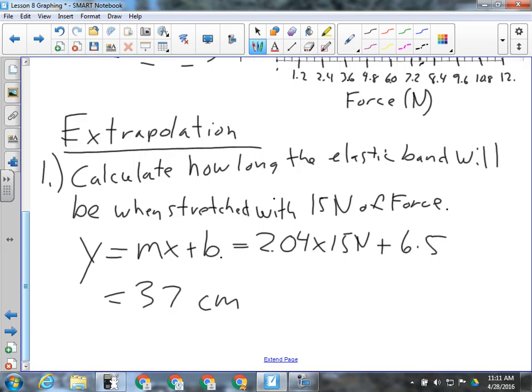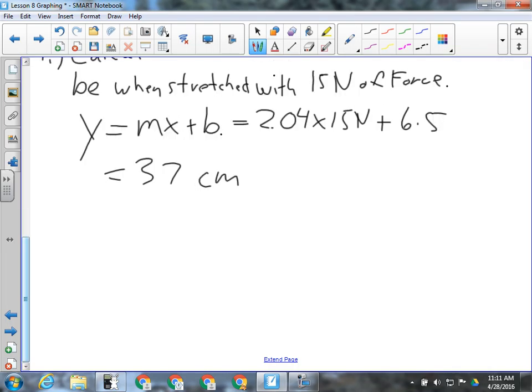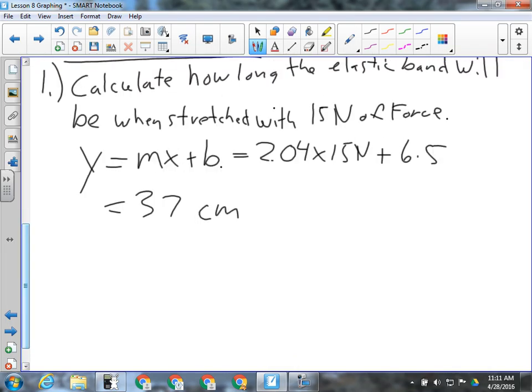So that's one of the extrapolations that you can do. You can extrapolate for a y value. You could also be asked to extrapolate for an x value, so that would look something like this.